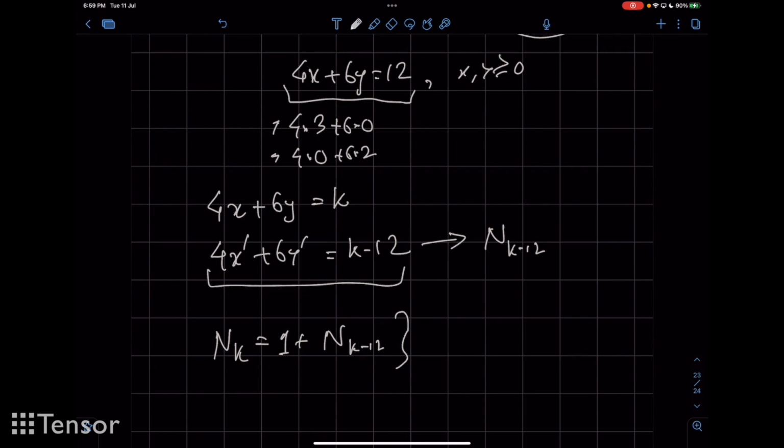Yeah, that is the idea, but I don't have a solid argument for why this is true. I'm getting an intuitive feel that of course this is true. So what was the geometric reason why 4x plus 6y equals 12 has only two solutions?